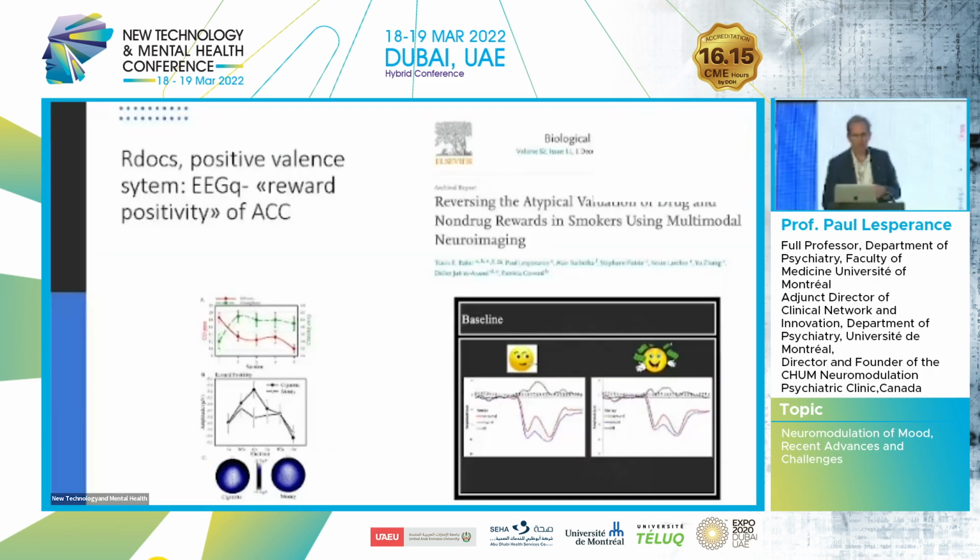This is an example of what we did in our group, where we published an RDoC manipulation by rTMS. In a positive valence system of RDoC, we hope to reverse the abnormal valuation of drug in tobacco users in a craving state. Usually smokers' anterior cingulate cortex will light up when they are presented with smoking reward over money. But money is a more abstract reward, like pay me now and I can buy myself a cigarette later. In smokers, the anterior cingulate area lights up more for a cigarette than a conventional reward, money.